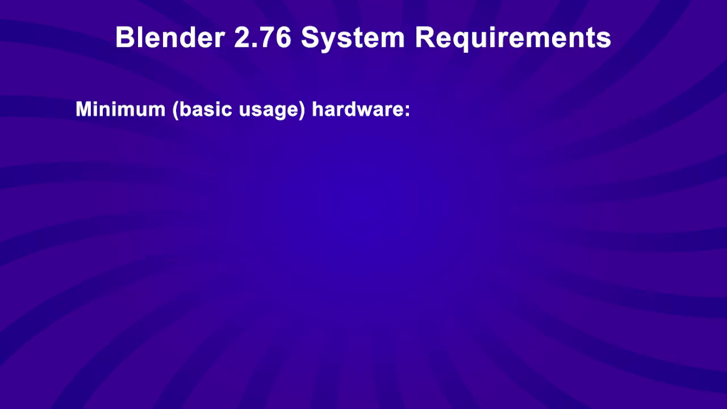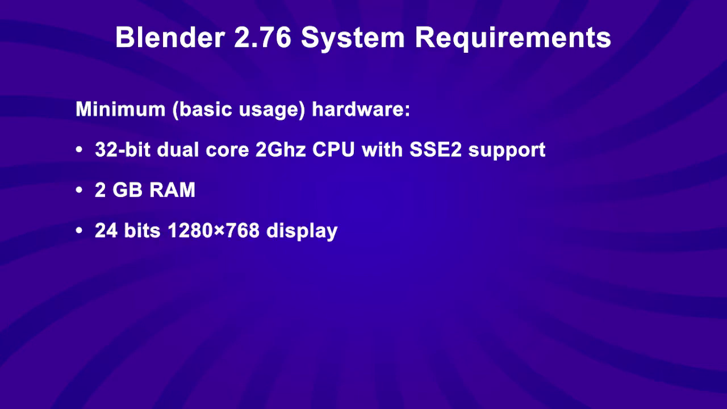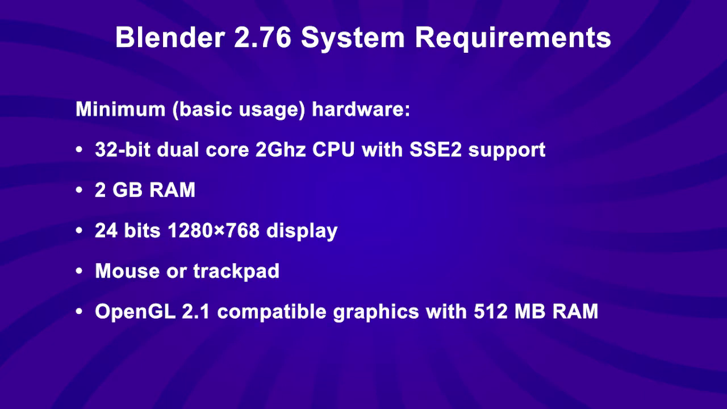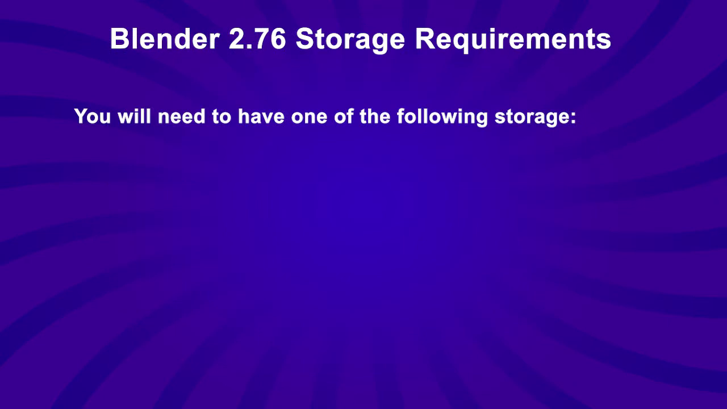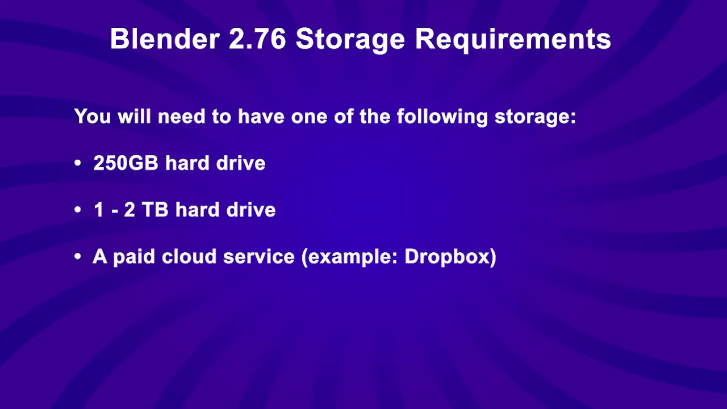Now, to use Blender on your machine, your computer needs to have these minimum system requirements. They are a 32-bit dual-core 2 GHz CPU with SSE2 support, 2 GB of RAM, a 24-bit 1280 by 768 display, a mouse or a trackpad, OpenGL 2.1 compatible graphics with 512 MB of RAM. Now the storage requirements are: you must have at least 250 gigabytes of hard drive space, or a 1 to 2 terabyte hard drive, or you can use a paid cloud service like Dropbox.